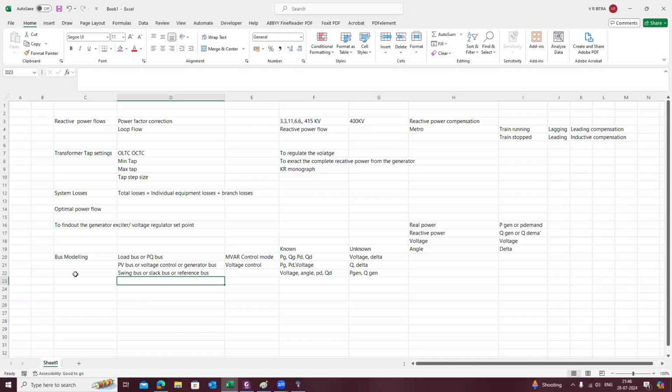So this is about the different buses that are available in ETAP. One is the load bus or the PQ bus. Second is the PV bus or the voltage control bus or generator bus. Third one is the swing bus or slack bus or the reference bus. Okay. I hope this is clear.